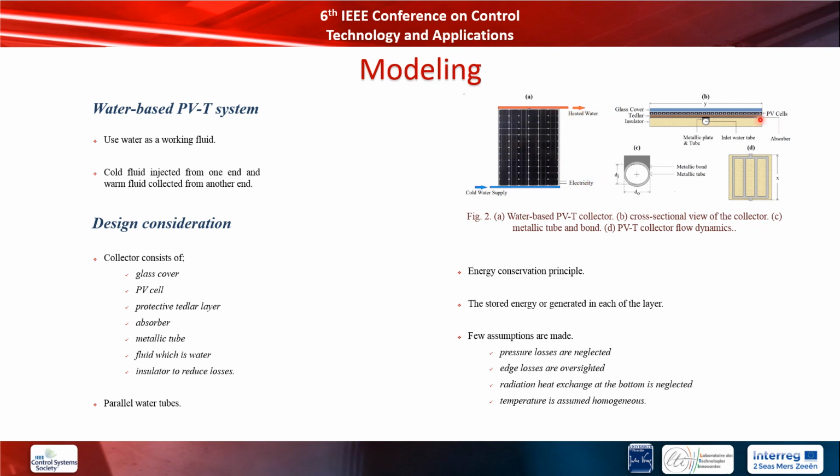The collector is composed of several layers: glass cover, PV cell layer, Tedlar layer, an absorber plate, and parallel water tubes. The fluid, which is water, flows within these tubes. An insulator reduces heat losses while improving structural strength. A few assumptions have been made for the thermal model. The losses at the edges, pressure losses, partial shading, and dust are overlooked.